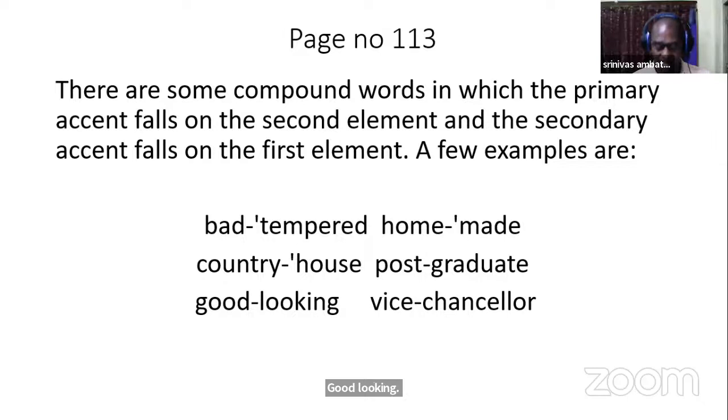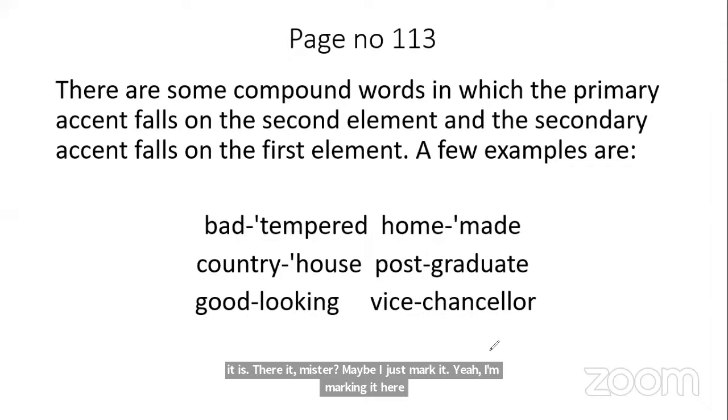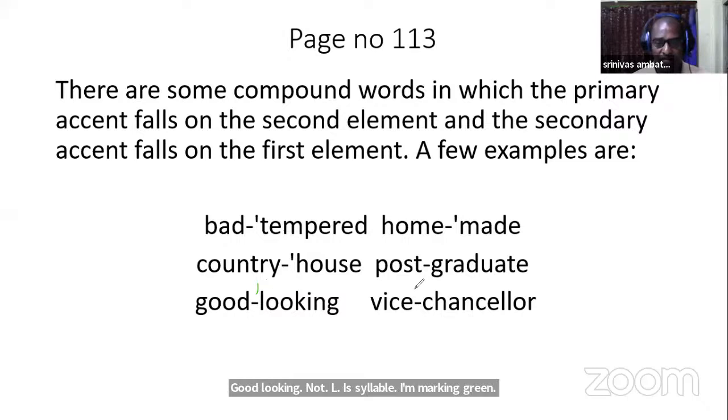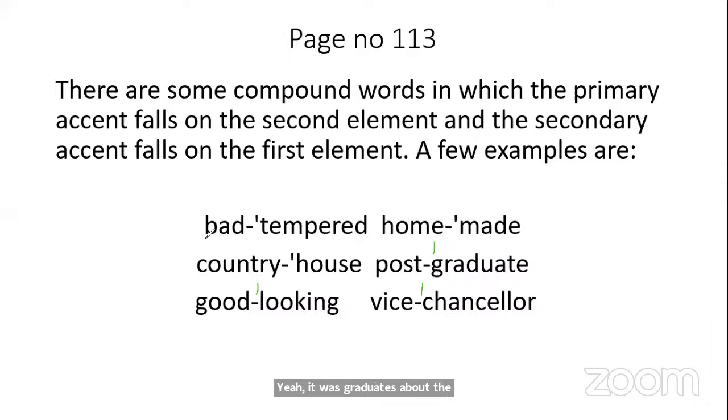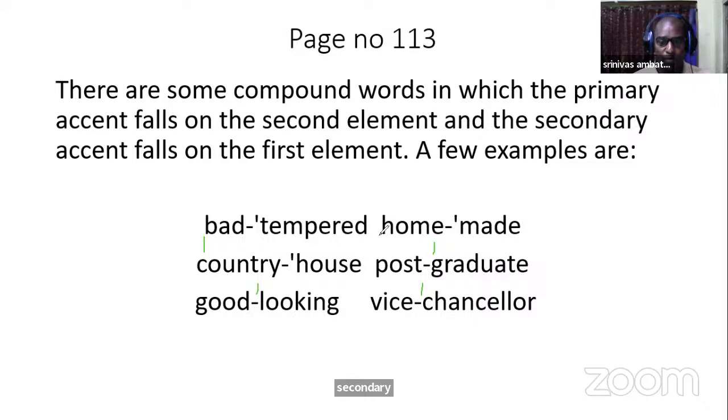No, it's not there. But I missed actually. Textbook, it is there, sir. It is there. It missed. Maybe I'll just mark it. Yeah, I'm marking it here. Good looking. Not that, this syllable. I'm marking it green. Country house also has the accent on the second element here. Postgraduate, above this syllable. Bad tempered. Home made. Country house. Post graduate. Good looking.